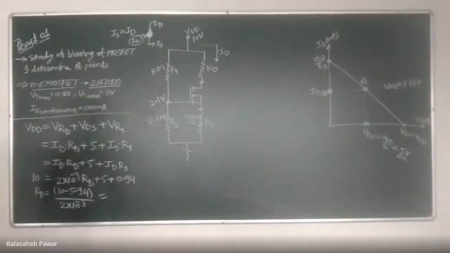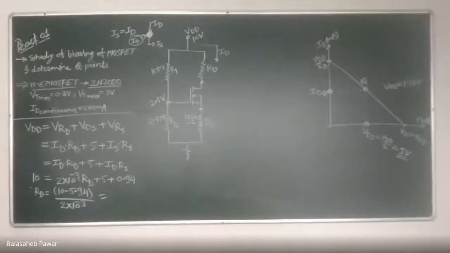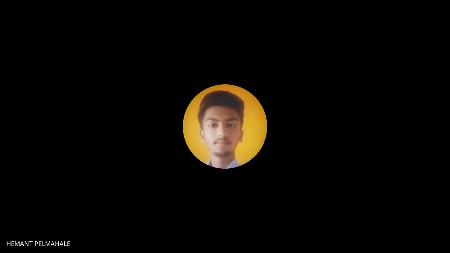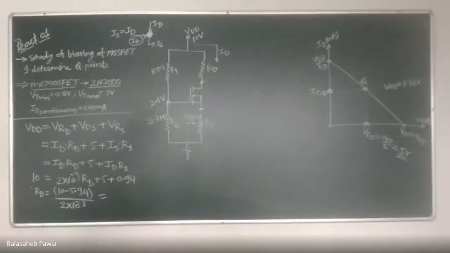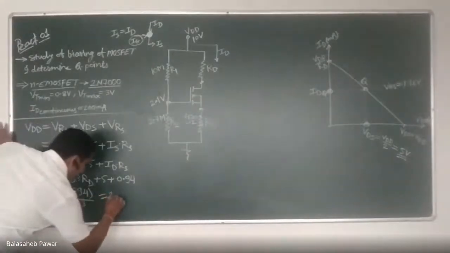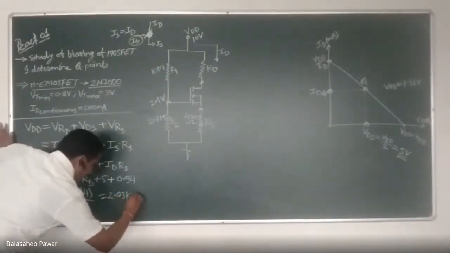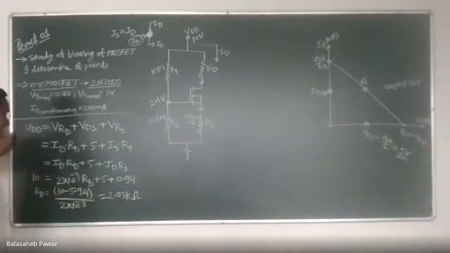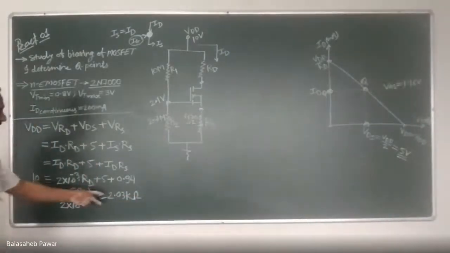Calculate it. 10 minus 5.94 divided by 2 milli. It will not be 0.2. It is 2030 ohm. That means it is 2.03 kilo ohms. Correct? Right now, that RD is 2.03 K.